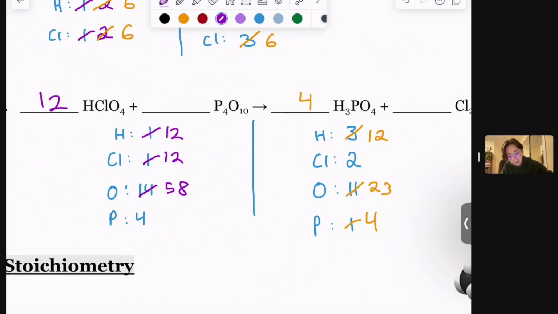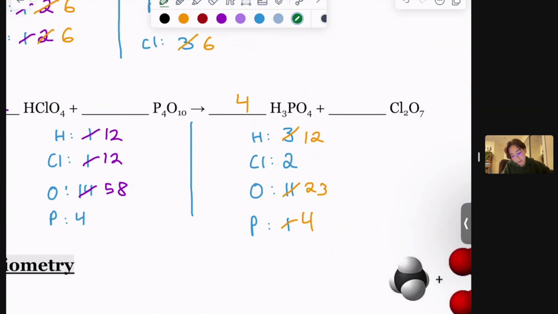Bear with it. It's getting better. I believe. I see it. I see the vision. Got hydrogens and phosphorus. Let's try chlorine. 2 times what is going to be 12? 6. So that's going to change this to 12. But it also makes it so we have 6 times 7 plus 4 times 4 oxygens, which, bada bing, bada boom, is actually 58. You did it. That's it.